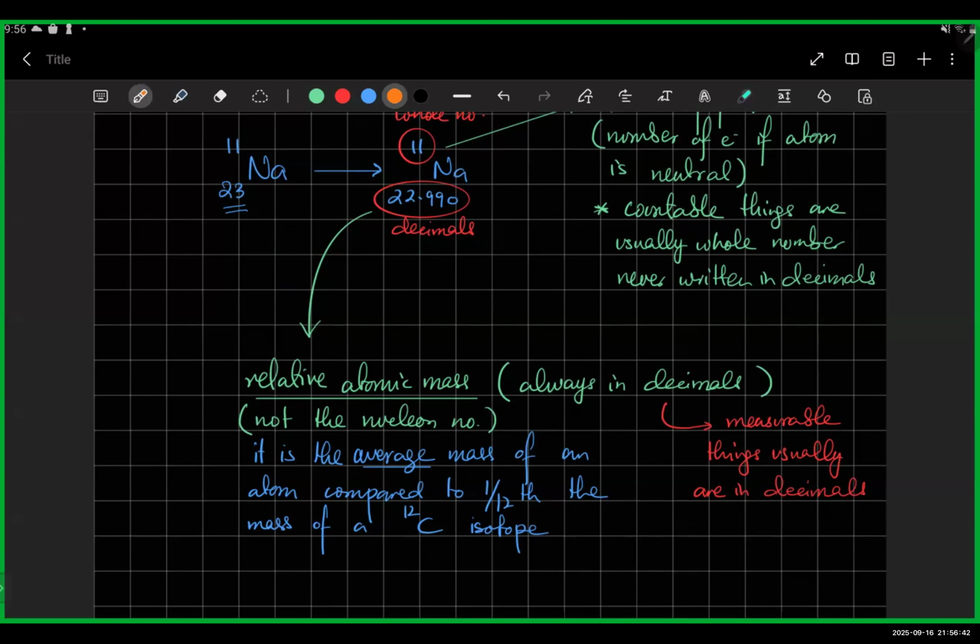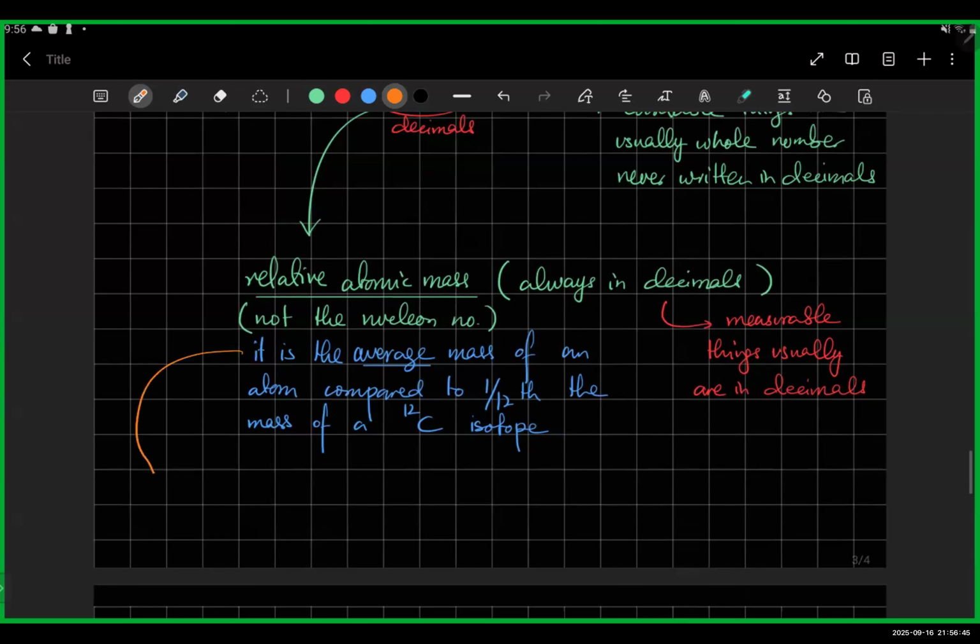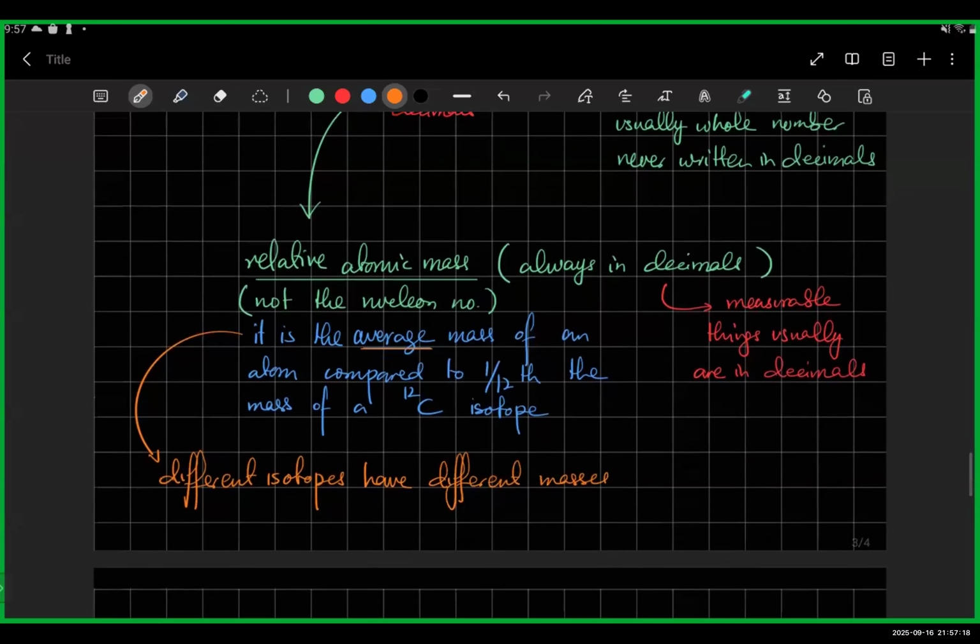अच्छा average का मैं लिख दूं कि it's average because different isotopes have different masses. So different isotopes have different masses, which is why you have to take the average, and that will already put it in decimals. अच्छा, an atom is going to have a lot of isotopes.